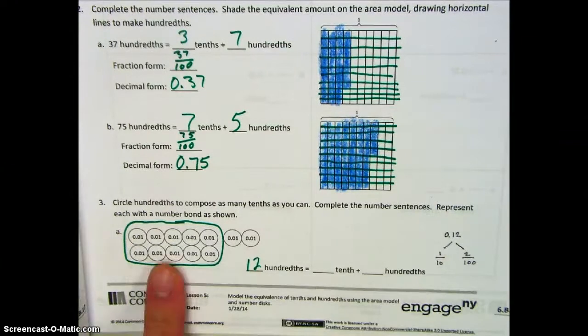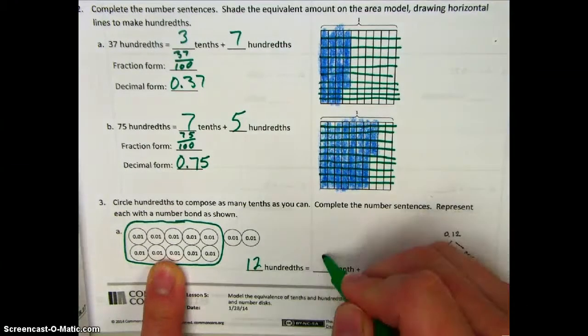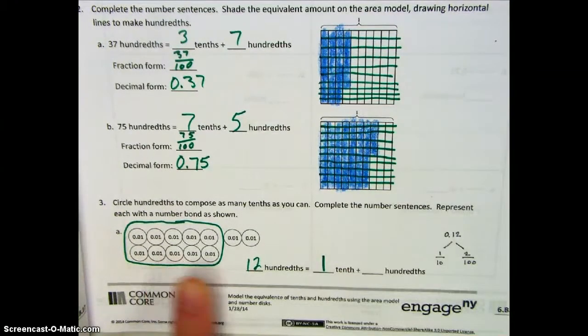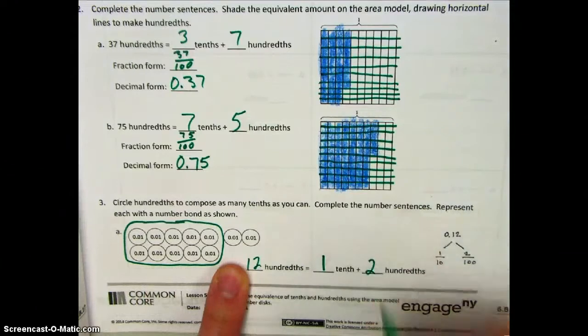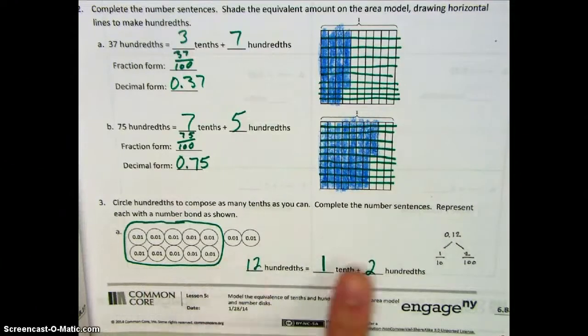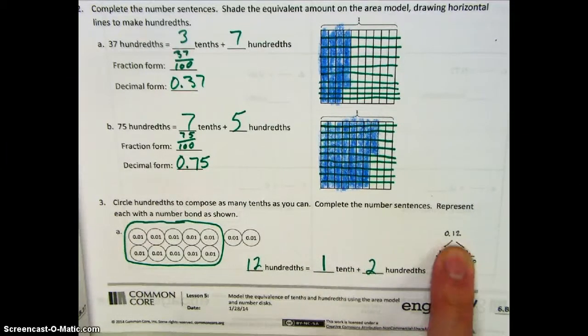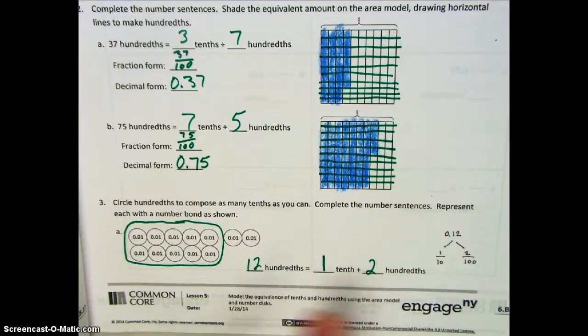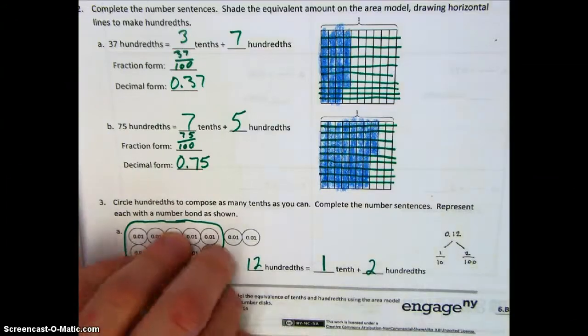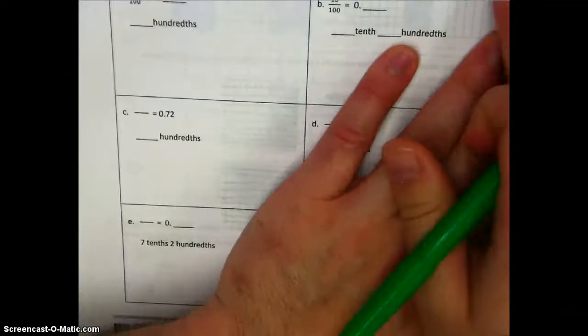Now my one group of 10 hundredths becomes 1 tenth, and then I have 2 more hundredths after that. So you can see that it would be 12 hundredths as a decimal, and then broken up into your number bond, you have your 1 tenth and your 2 hundredths. Okay, so now let's do one more. Again, we're going to make groups of 10.